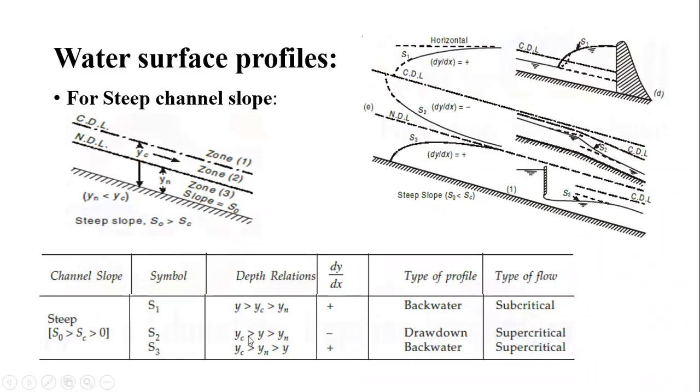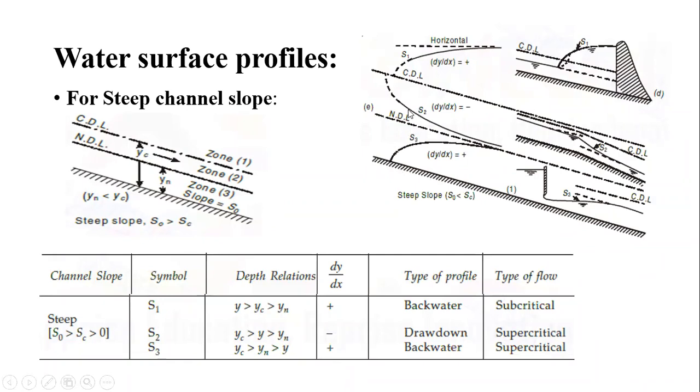Region 2: critical flow depth is greater than actual flow depth and is also greater than the normal flow depth. This is region 2. The CDL is the topmost line, and the NDL is the lowermost line. As far as classification is concerned, the fundamental base is the channel bottom itself.